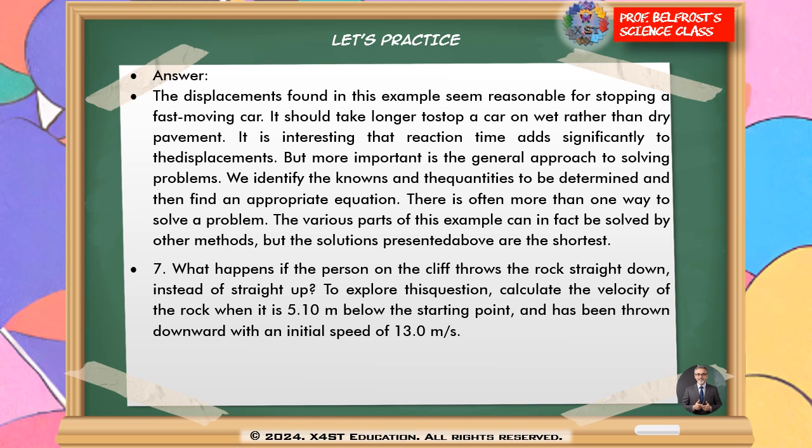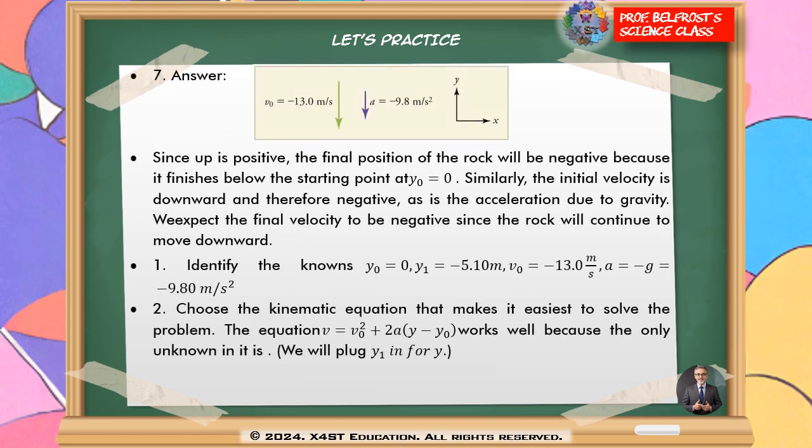Number seven, problem seven. What happens if the person on the cliff throws the rock straight down instead of straight up? To explore this question, calculate the velocity of the rock when it is 5.10 meters below the starting point and has been thrown downward with an initial speed of 13.0 meters per second. I think this is related to another question. Actually, we have no difficulties finding it, even though it's related to the previous question, because it's quite independent.